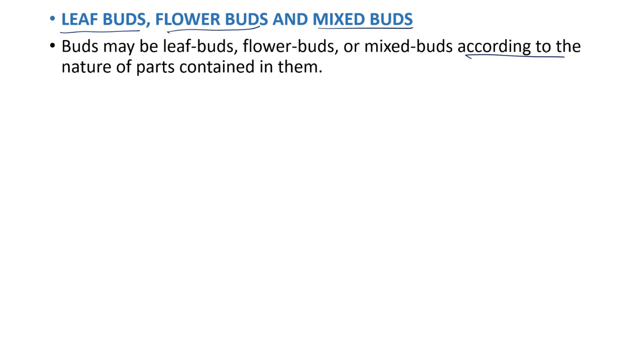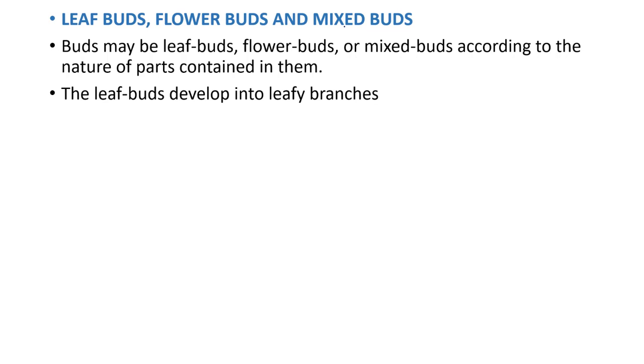So we have leaf buds and flower buds, and then mixed buds, according to the nature of the parts contained in them. That is, when they develop, what is contained in them, whether it's simple leaves or flowers, but there are also mixed buds as well. The leafy buds are the common or normal buds. The naked buds, scaly buds or hairy buds are normal buds, and they develop into a leafy shoot. So these are the common ones.